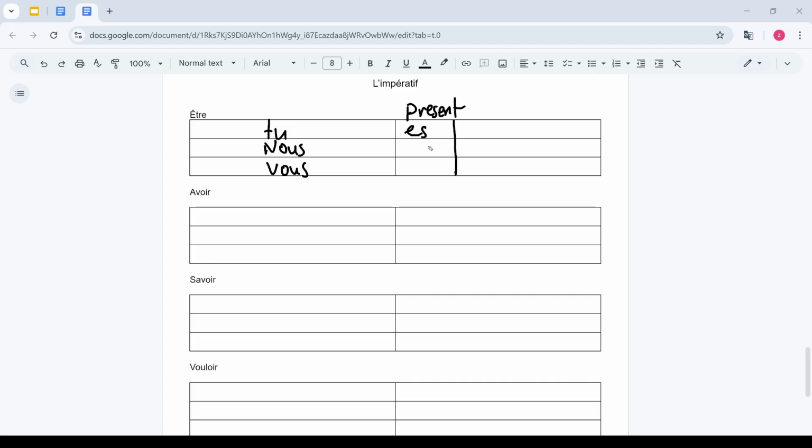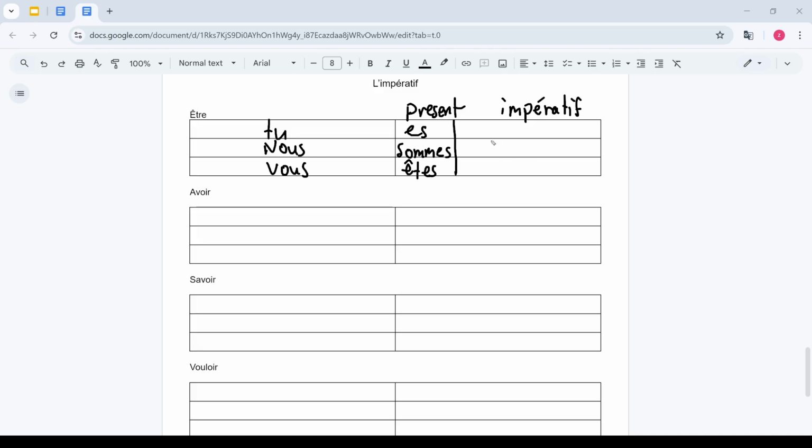Tu es, nous sommes, and vous êtes, with a little hat accent on the E. So this is present tense. And usually, regular verbs conjugated in impératif, they would be the exact same as the present tense. But for these verbs, they are not.